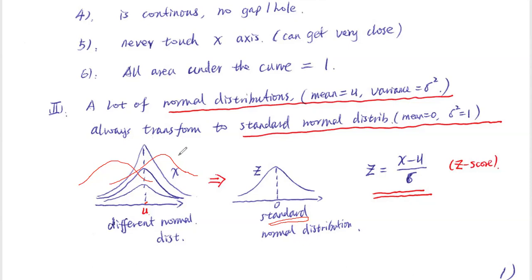We can always transform any normal bell-shaped distribution to the standard normal distribution by a formula. That's what we call the z-score, or z transformation. To transform any normal distribution to the standard normal distribution, it has to satisfy two conditions.